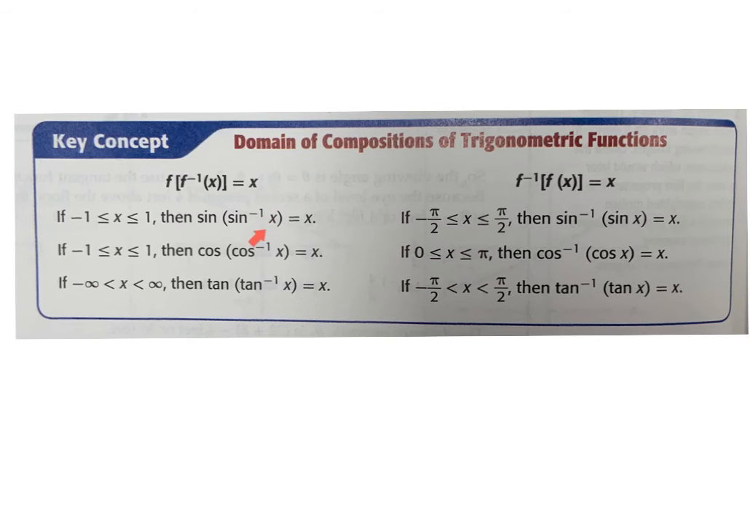So if I'm taking the inverse sine of square root of 2 over 2, and I get that angle, then the sine of that angle should be square root of 2 over 2. That's just how it works. Let's look at the example.